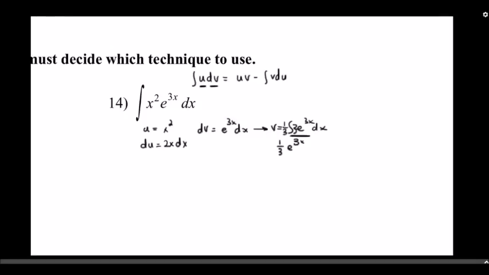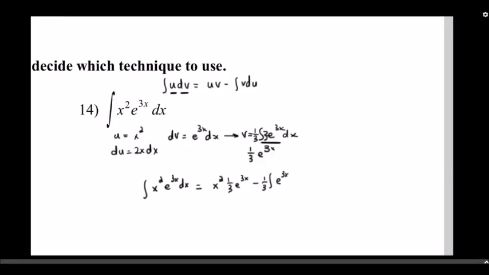So the original problem, x squared e to the 3x, is u times v. So x squared times 1/3 e to the 3x, minus the integral of v, which has a coefficient that I always pull out front. So 1/3 e to the 3x times du. Now du is 2x dx.